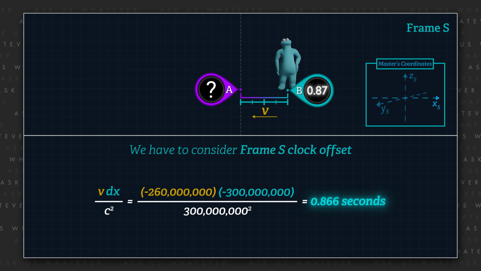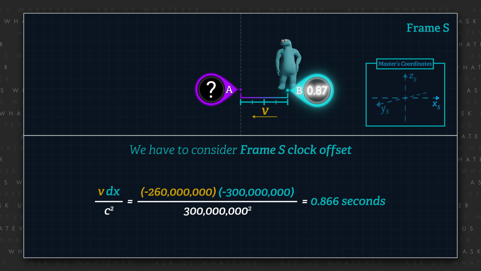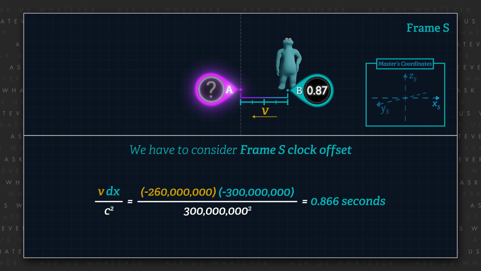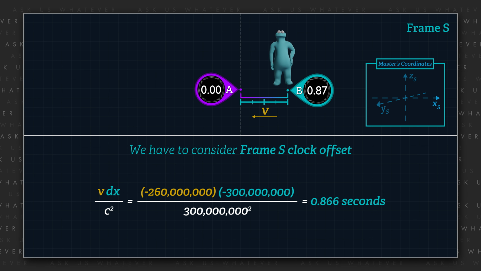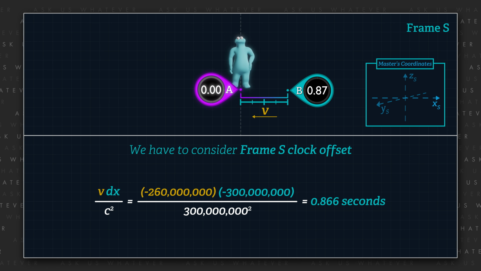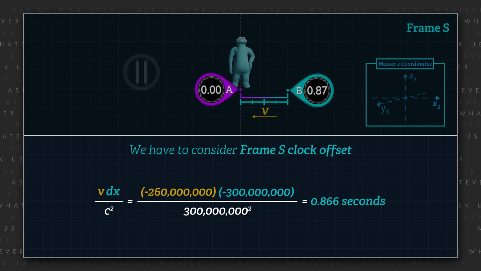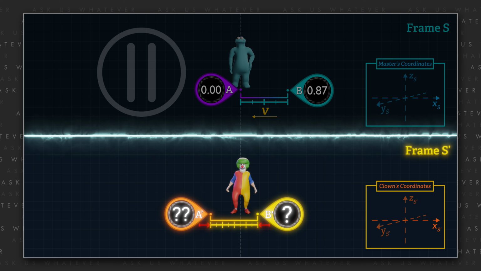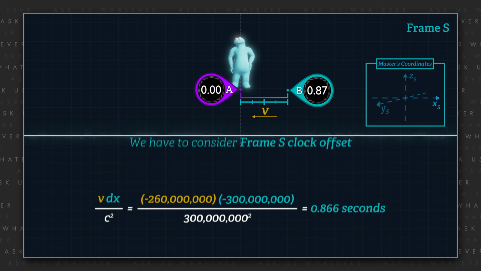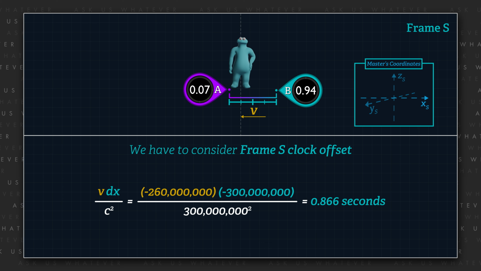The second term of the rewritten dt formula shows us that the frame S clock offset is 0.866 seconds. And as always, the rear clock reports a time that is ahead of the front clock. So clock B will read 0.866 seconds when clock A reports 0. Which means that the master must read clock A first and then read clock B second in order to pick up 0.866 seconds from the clock offset. Which means that the master must move opposite to the direction of motion of frame S, which, as you may recall, is what the clown did in frame S prime in the original setup. Which means that the master will now move from left to right in our setup.